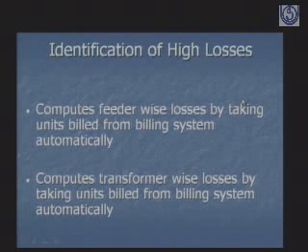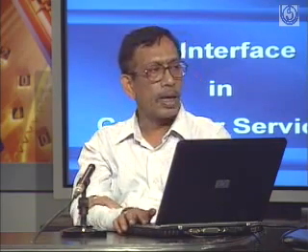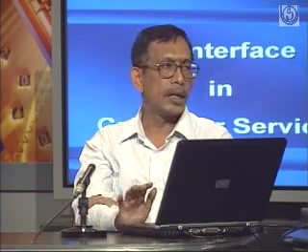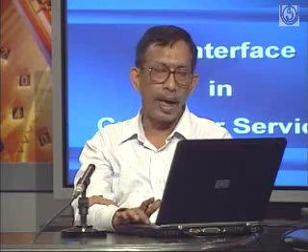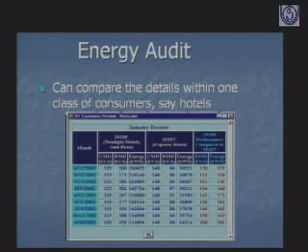Then I can find out in a feeder how much is my technical loss and how much is my non-technical loss, which I can call the commercial losses, which are the revenue losses. By doing this, I can very easily do the energy audit of a system. When I know how much is my energy input, how much is my technical loss in a feeder, and how much is the total energy billed in that feeder, the gap is my commercial loss. So I can do this energy audit very easily.